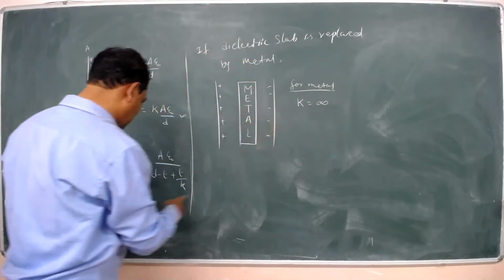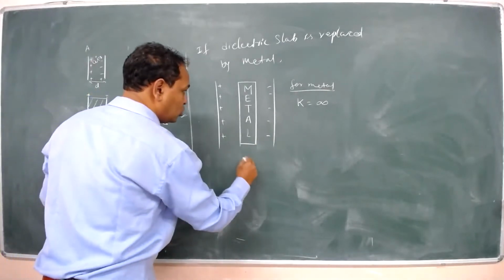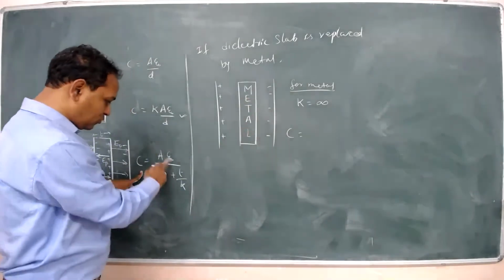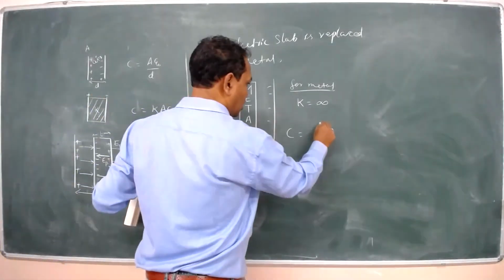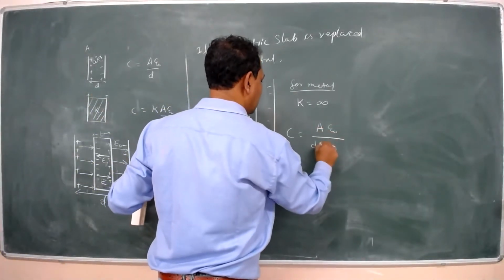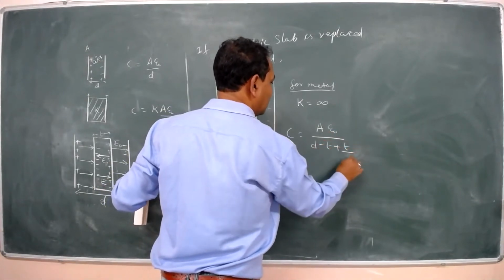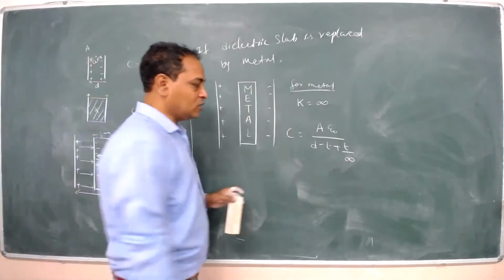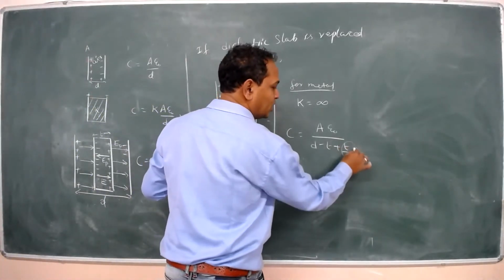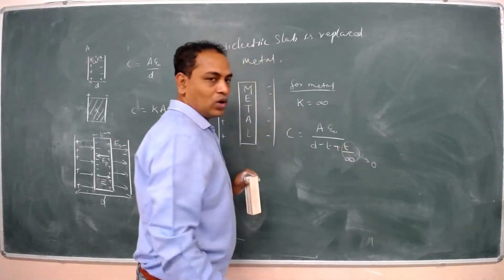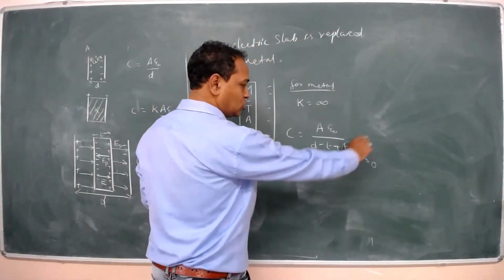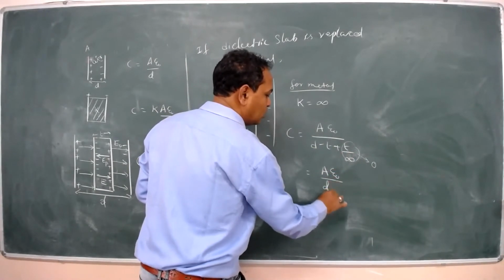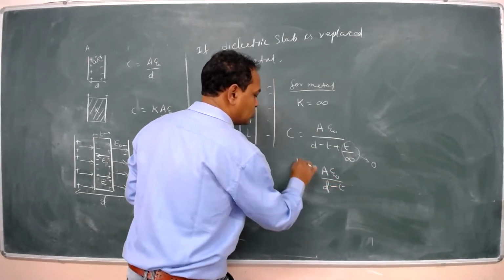So if I substitute this value here, the capacitance of this capacitor when the metal is introduced, from this formula, is A epsilon naught by D minus T plus T by K. Instead of K, I have taken infinity. So 1 by infinity is 0, 0 into T is 0. Therefore it will become A epsilon naught by D minus T.